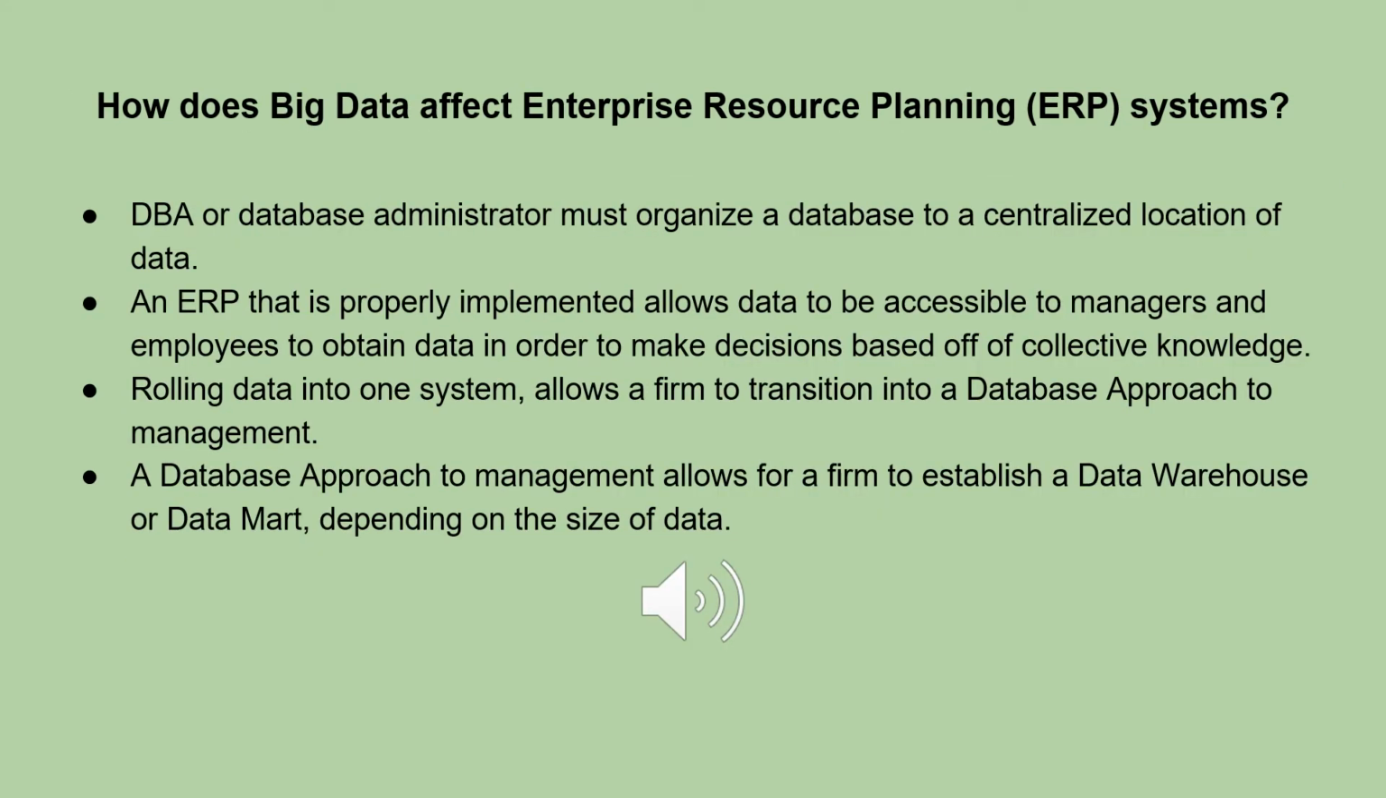How does big data affect ERP systems? In order to develop a centralized location of data, a database administrator must organize the database. If this is done correctly, data is accessible to managers and employees. These individuals can then make decisions based off collective knowledge of the database. Having data in a network allows firms to transition to a database approach to management. Depending on the size of the data, this approach allows management to establish a data warehouse or data mart.